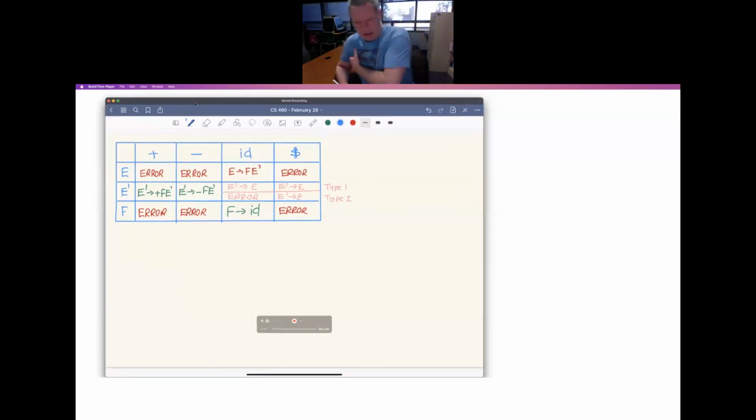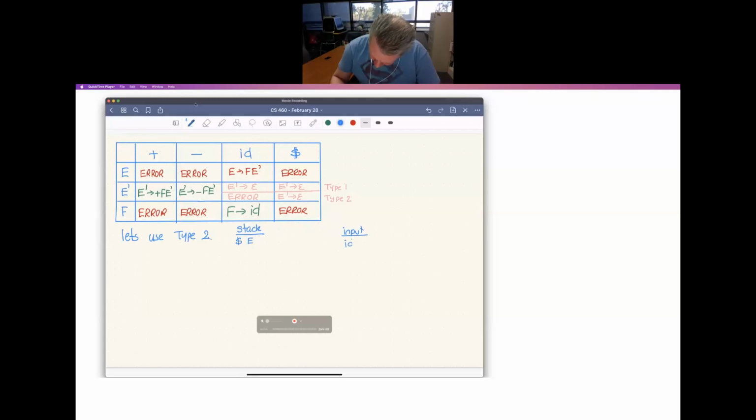There we go. So should we use type 1 or type 2? Let's use the type 2 ones. I don't think we're going to need it, but right. So what do we need? We need a stack. We're going to start out with $E. We're going to need an input.